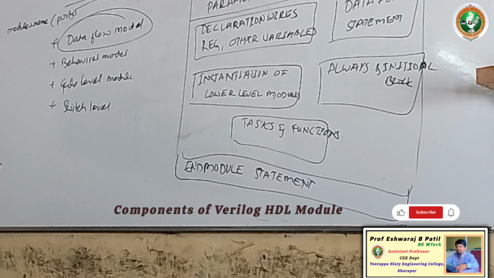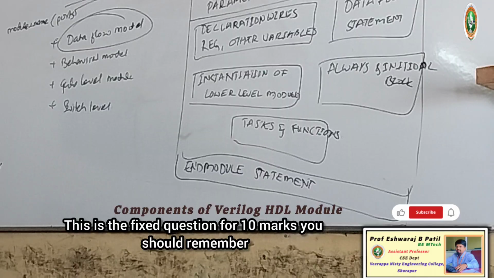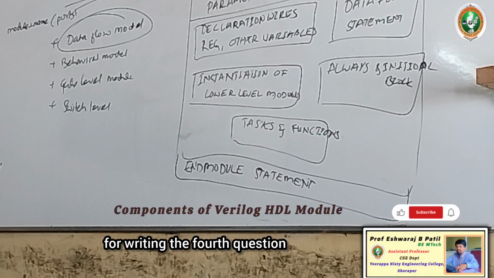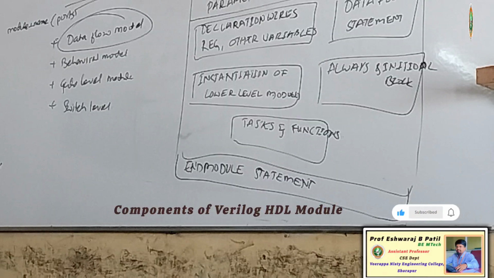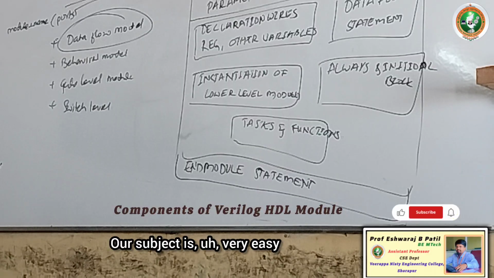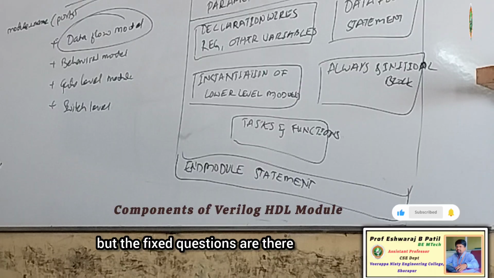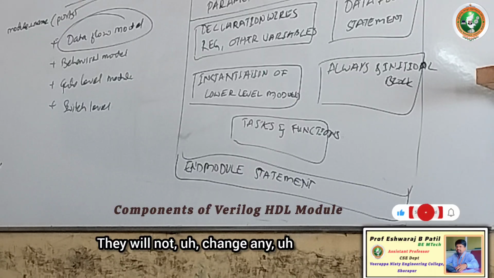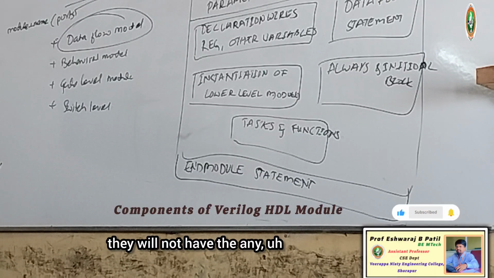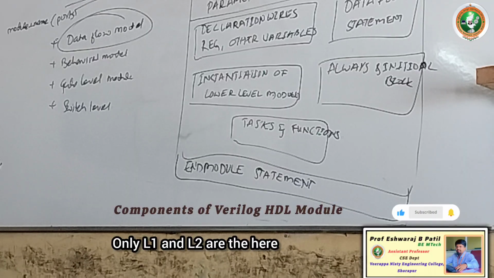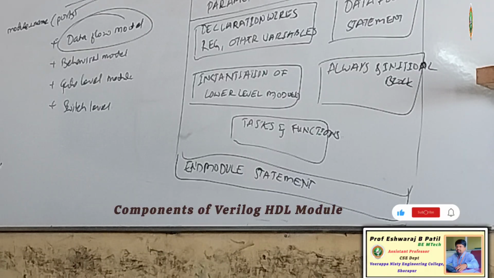Copied. This is the fixed question for 10 marks. You should remember it for writing the fourth question. Our subject is very easy, but the fixed questions are there. They will not change any. They will not have any L3 level or L4 level questions here. Only L1 and L2 are here.